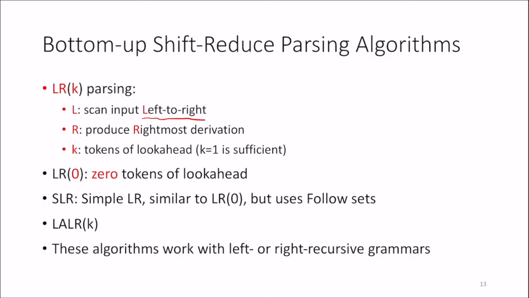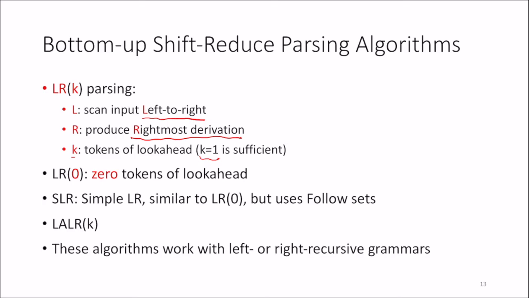So we're scanning the tokens from left to right, and we're always producing a rightmost derivation. We always want to make sure that we're creating a rightmost derivation so that we know when it's truly ambiguous. If there are two possible rightmost derivations, we know that the grammar is ambiguous. And the K is the number of tokens of lookahead. Typically, if we do have lookahead, K equals 1 is usually sufficient, especially when we're doing shift-reduce parsing.